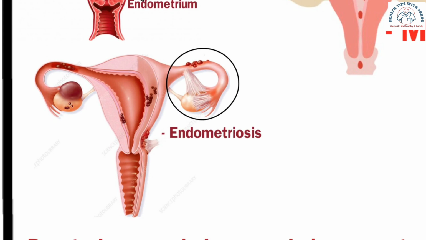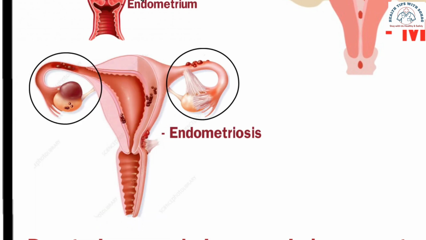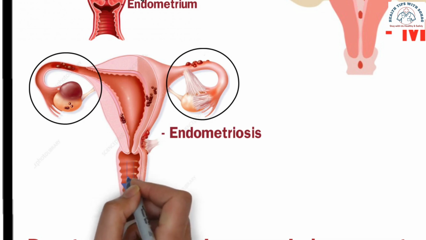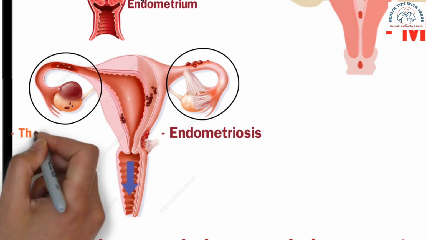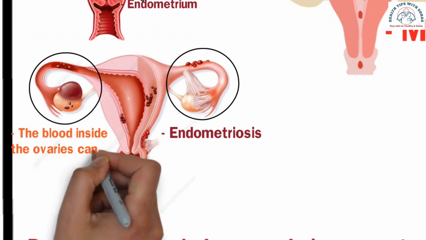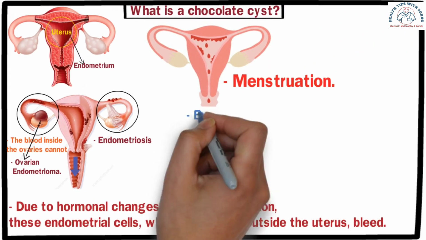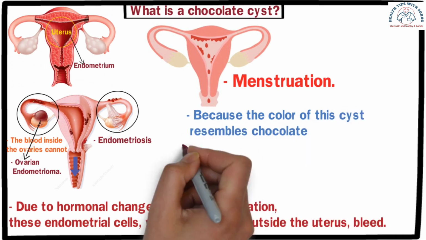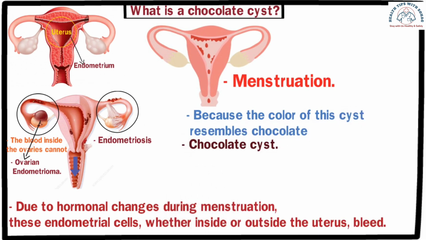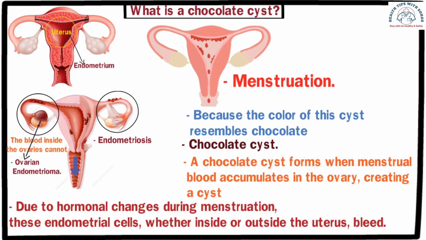If for any reason these endometrial cells are present in the ovaries, bleeding occurs inside the ovaries during menstruation, while the blood inside the uterus can typically exit through the vagina. The blood inside the ovaries cannot. As a result, the blood accumulates and forms a cyst known as an ovarian endometrioma. Because the color of this cyst resembles chocolate, it is commonly referred to as a chocolate cyst. In simple terms, a chocolate cyst forms when menstrual blood accumulates in the ovary, creating a cyst.